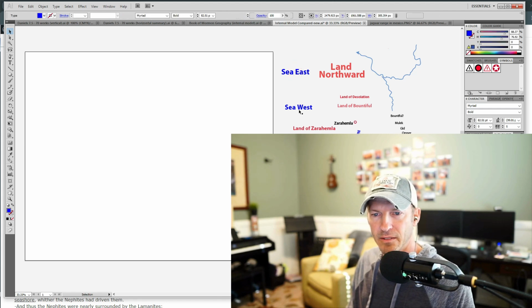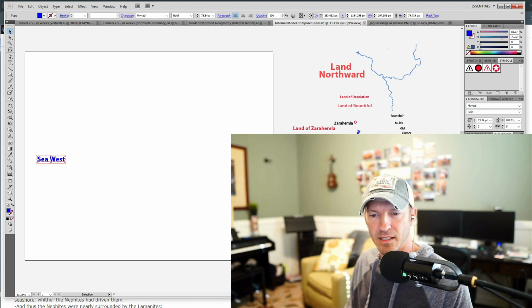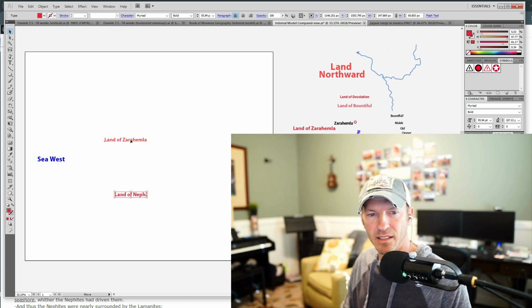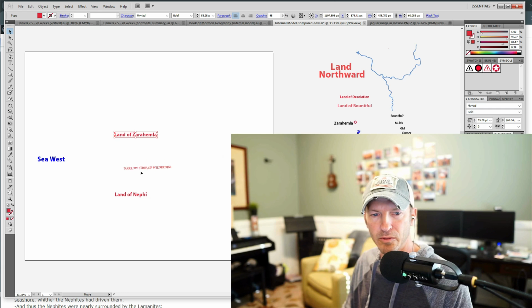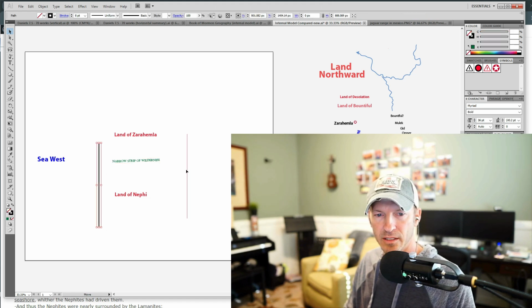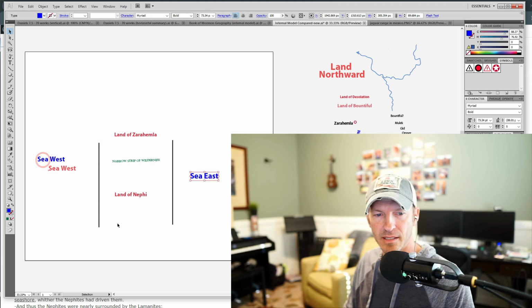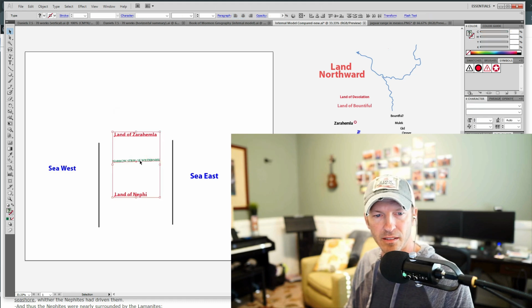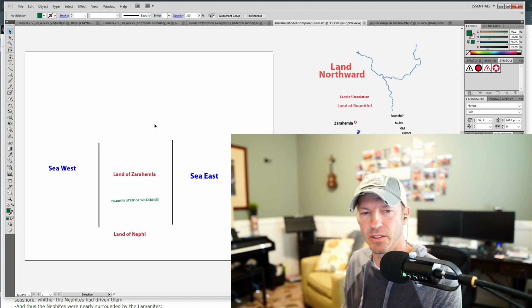So we have a sea east, right? We have a sea west. It talked about a land of Nephi. It talked about a land of Zarahemla, right? It talked about a narrow strip of wilderness that separated the two, right? And it said the narrow strip of wilderness and the land of Nephi were bordered by a seashore. Okay, so we've got a sea east and a sea west, land of Nephi, narrow strip of wilderness. Maybe we'll just pull these all a little further south because we're going to stack more things on top of it as we go through this.